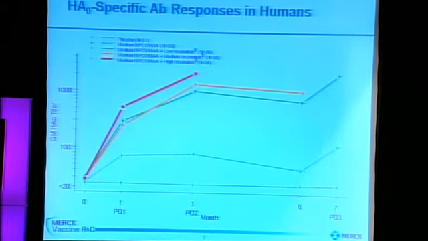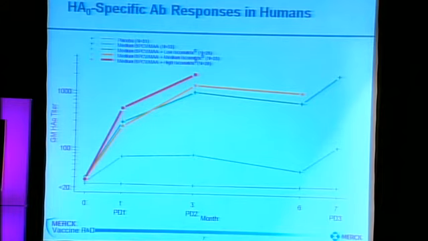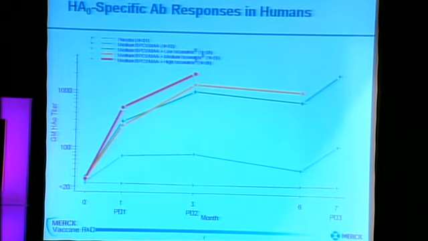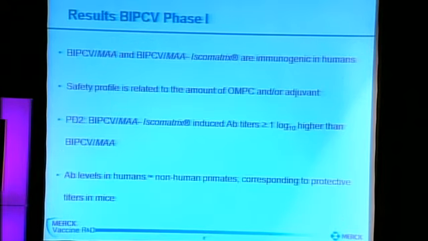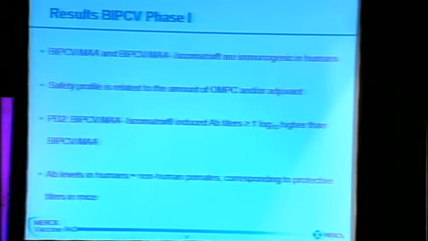We also looked at antibody response against HA0. This is slightly different from the response against M2. You see after a single immunization, the antibody shows up very fast, and there's no dose effect with regard to ISCOMATRIX. This could be because these individuals might be primed already for the HA0 antigen. So in summary, the bivalent peptide conjugated vaccine is immunogenic in humans.